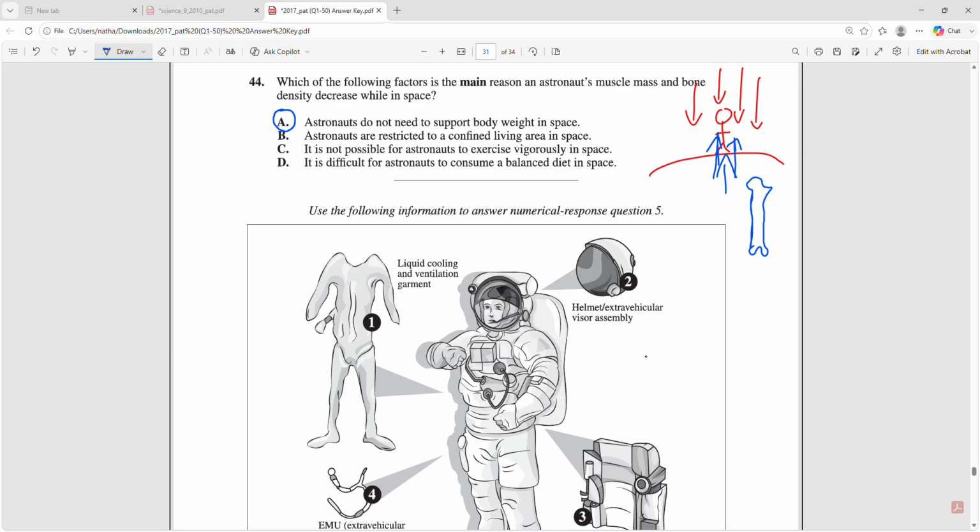When they're in space, they are floating around. That's an astronaut floating around.